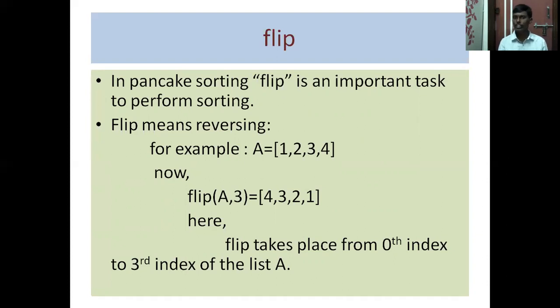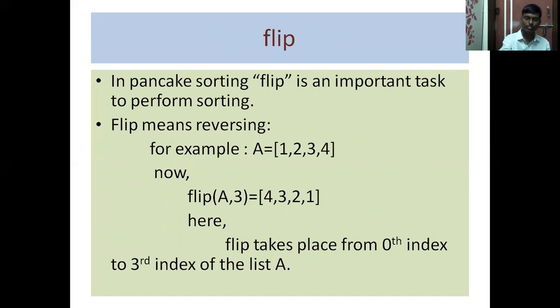Flip means reversing. For example, let us assume a list A equals 1, 2, 3, 4. Now, after applying the function flip, flip(A, 3) equals 4, 3, 2, 1, which means reversing the whole list. Here, the function flip takes place from the 0th index to the 3rd index of the list A. Because in the function flip, we have given the arguments as A, which indicates the list variable, and 3, which indicates the index position of the list up to which the elements should be reversed.